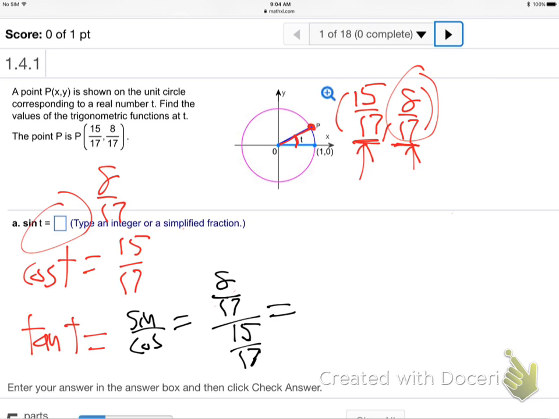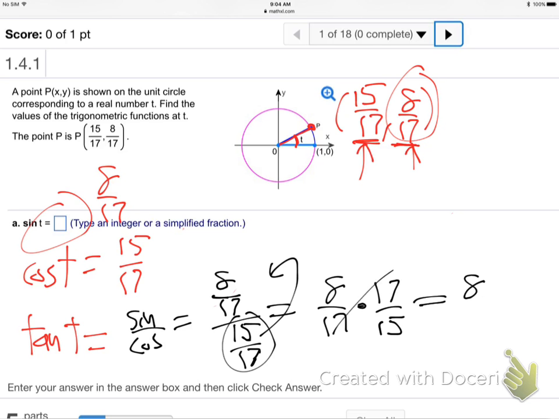Okay. And now, what do you do with a fraction over a fraction? Had this a couple times. Just get more comfortable. What do you do with a fraction over a fraction? Yeah, you flip it, upside down, times, see it flips upside down, right? Because dividing is upside down multiplying, right? 17ths cancel, 8 15ths. So the tangent is 8 15ths.